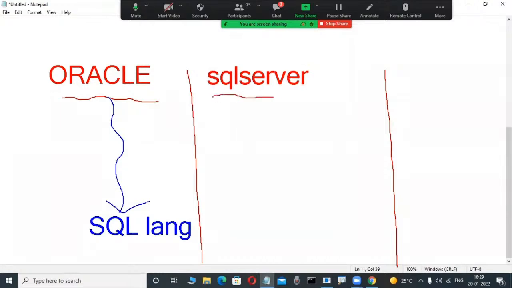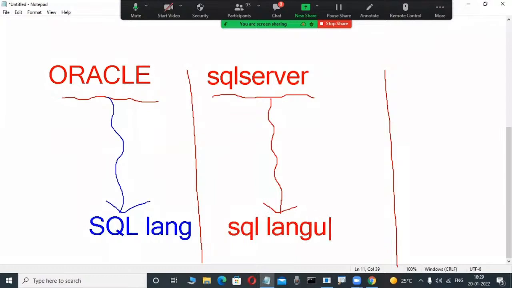Some employees are working with the SQL Server product. That is also a database product, like Oracle, but how do they operate it? They use one language only. What is that language? SQL is a language. Observe here, SQL is a language.